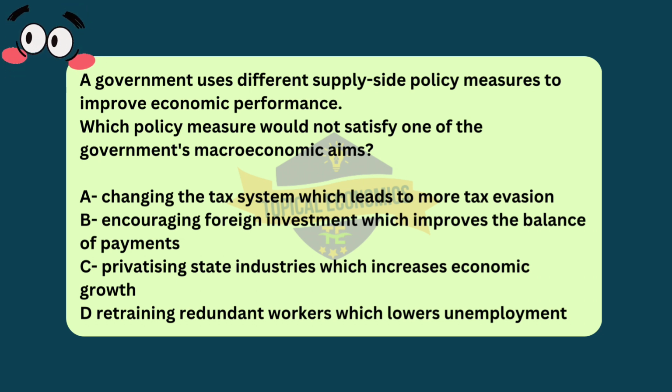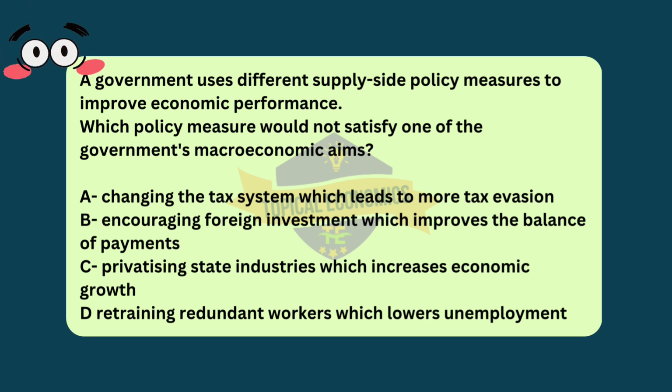Next, option C, privatizing state industries, which increases economic growth, often increases efficiency in industries by introducing market competition and reducing government inefficiencies. This can lead to higher economic growth, improved productivity, and better allocation of resources. A boost in economic growth is a central macroeconomic aim, so privatizing state industries, when done properly, aligns with these objectives. Lastly, option D, retraining redundant workers, which lowers unemployment.